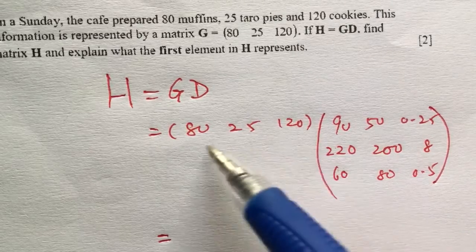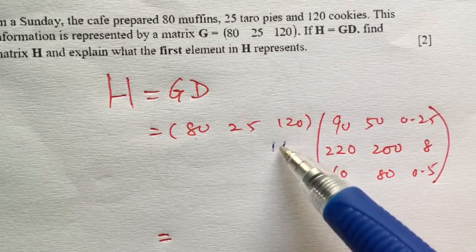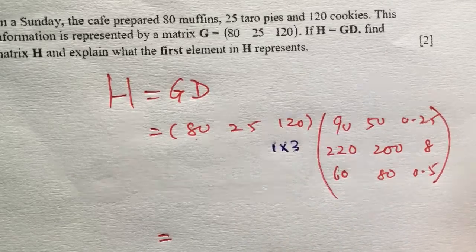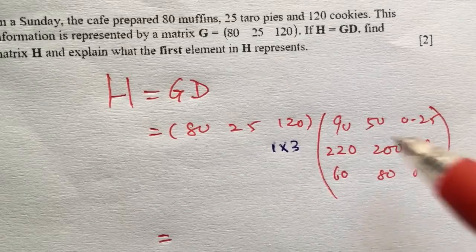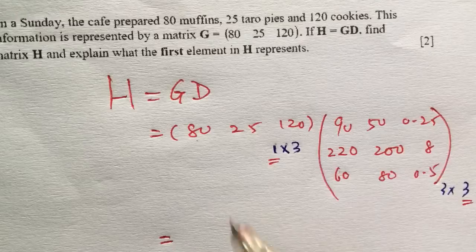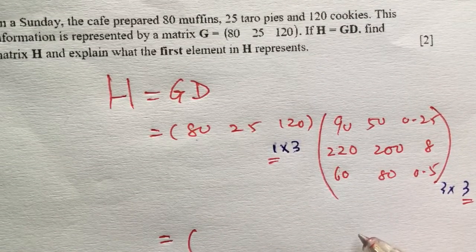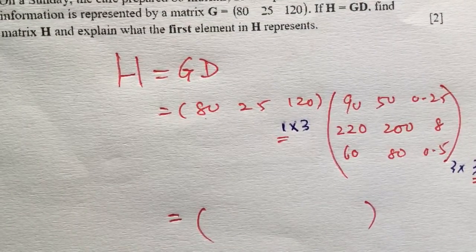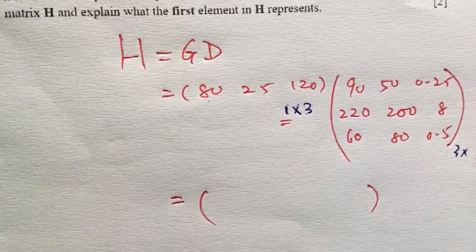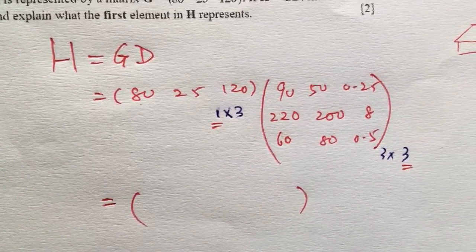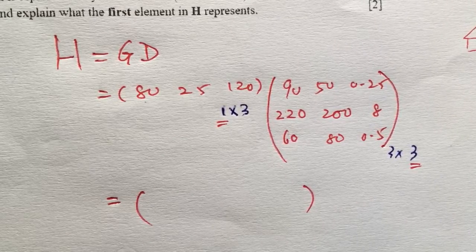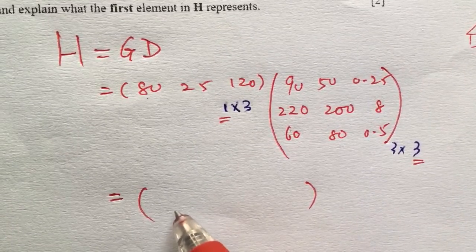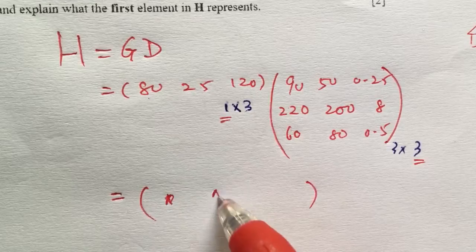Now this is 1, 2, 3, 1 row, 3 column, a 1 by 3 matrix. This is a 3 by 3 matrix. So your answer will be a 1 by 3 matrix, which means your answer will be something like that. And I leave the multiplication to you. There will be 3 answers here.